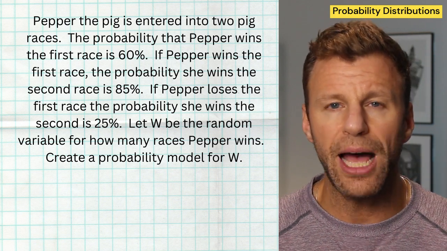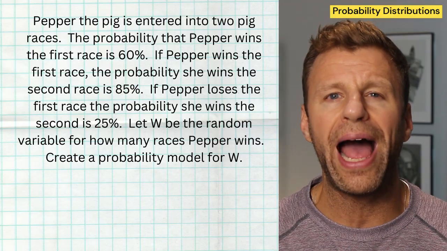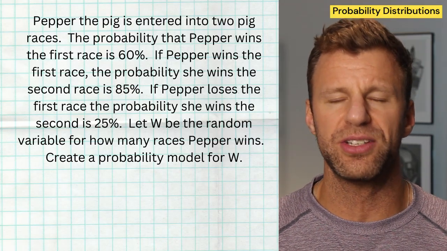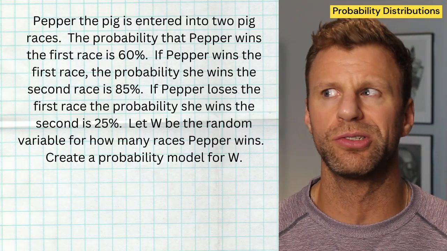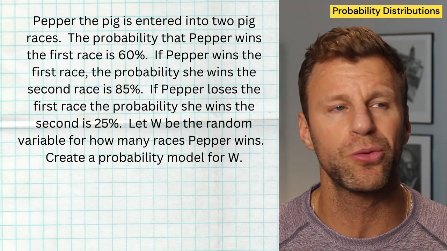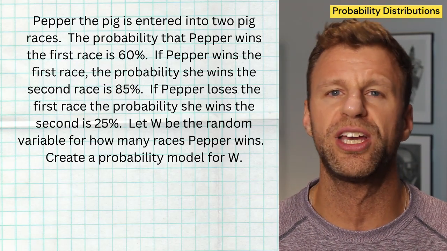So let W be the random variable for how many wins Pepper gets. Now, the first thing we've got to figure out is, well, how many wins can she get? Well, she could win both races. That would be 2 wins. She could lose both races. That would be 0 wins. Or she could win one of them.